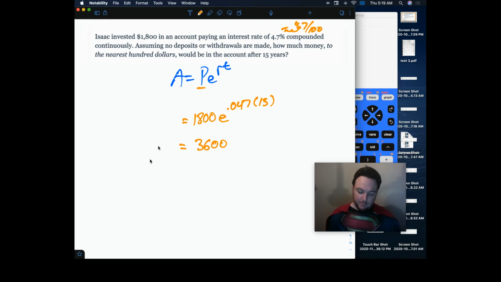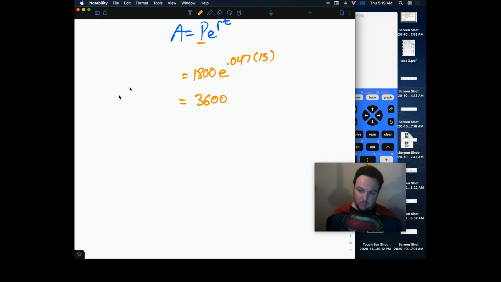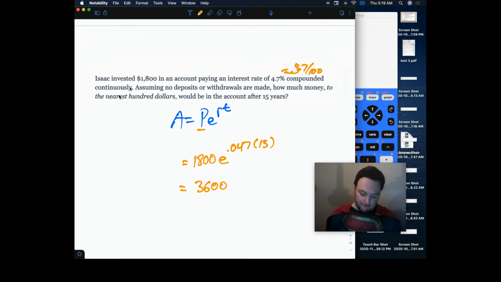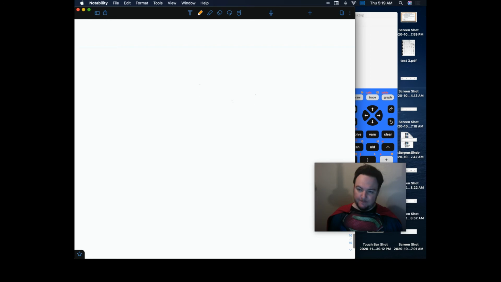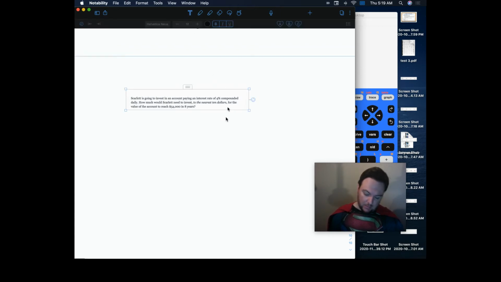So plug and check. Really what we're trying to emphasize is when you use continuous versus the other formula. Okay, sure, let's do another one. And really, they're all the same formula, right? I hope that's very clear at the end of the day.